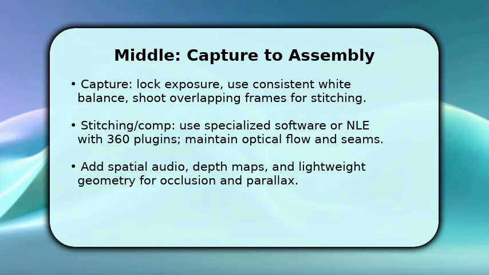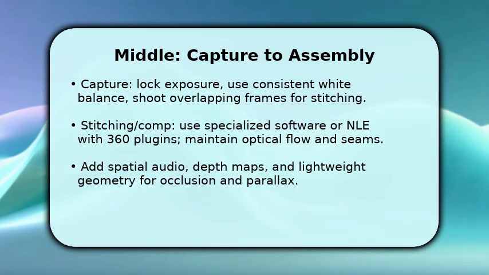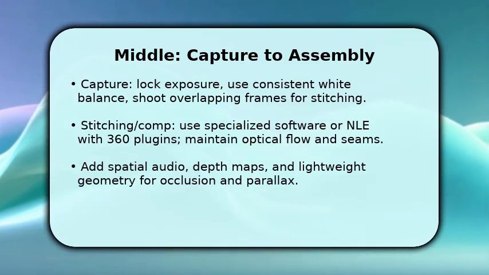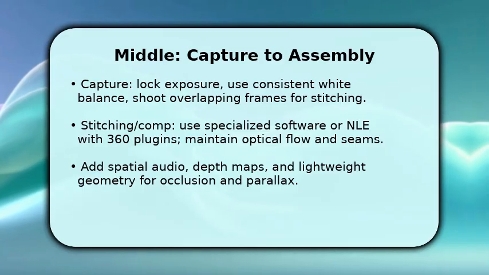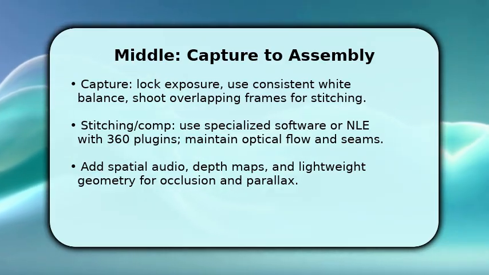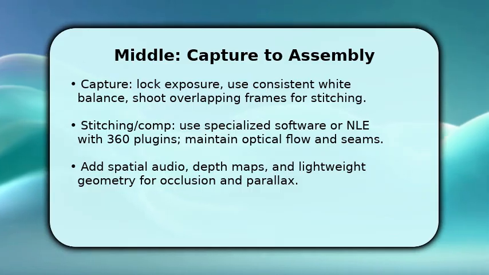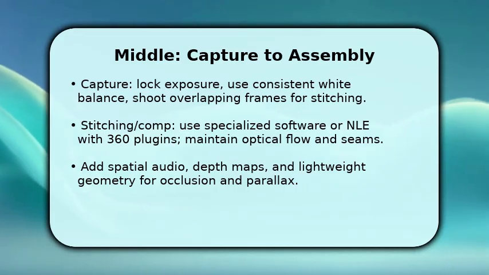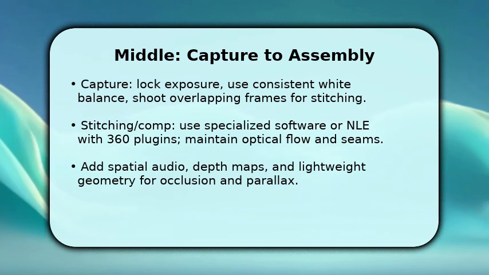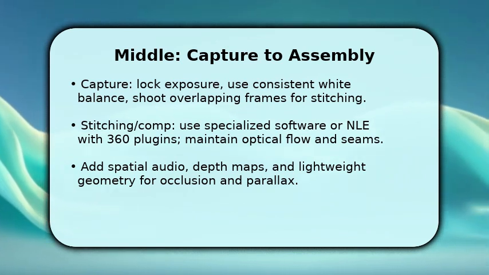You move into capture and assembly where attention to detail matters. Lock exposure and white balance on set, and maintain consistent framing so stitches match. After capture, stitch using a tool tuned to your camera rig, refine seams and correct parallax issues, then export HDR panoramas or depth maps. Once done, import to your compositor or engine, add spatial audio tracks tied to scene objects, and bake lightweight geometry or depth meshes to improve occlusion and reduce reprojection artifacts during playback.